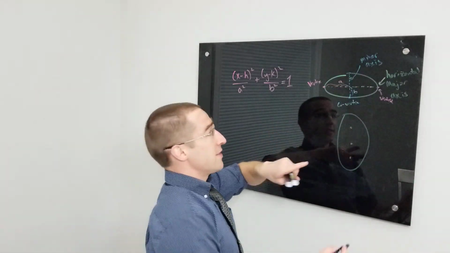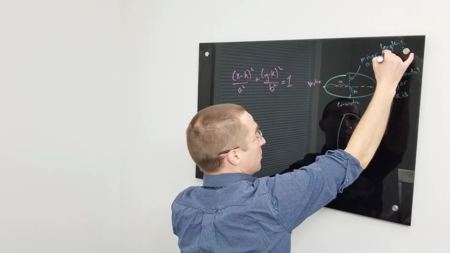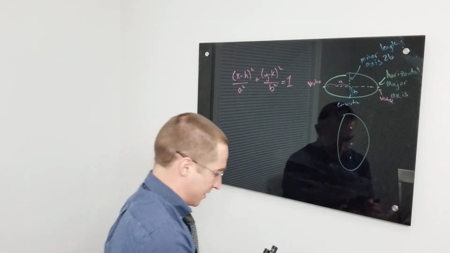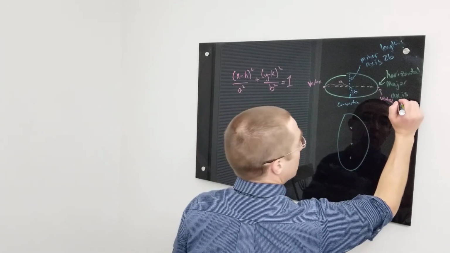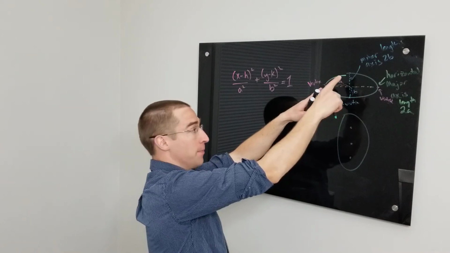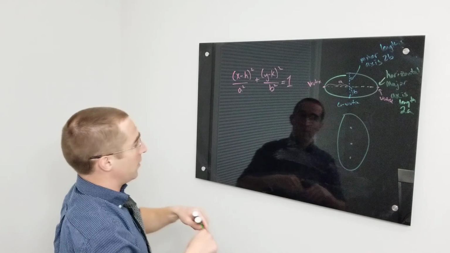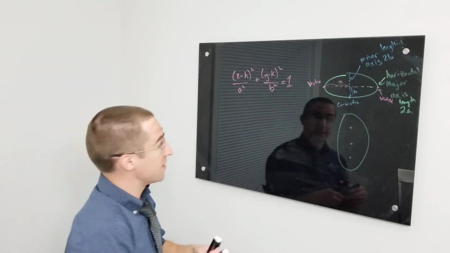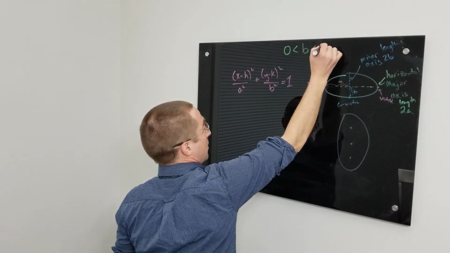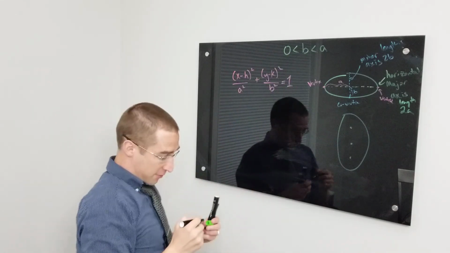The minor axis has a length of b plus b, or 2b, and the major axis has a length of 2a, because a is the distance from the center to the vertex along the major axis. Now, in every case, the a value is always going to be bigger than the b value, and they're both going to be positive.